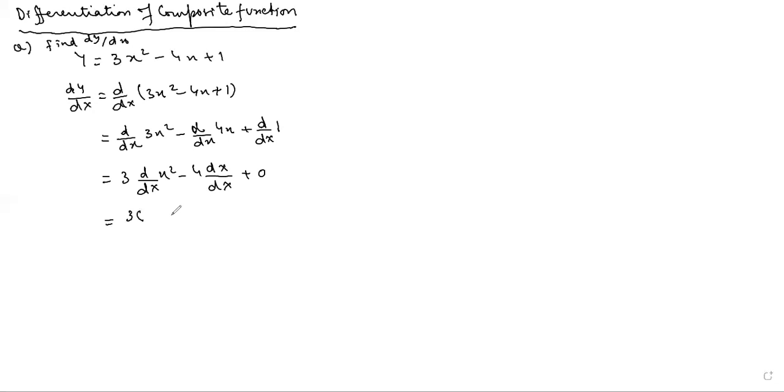This one is 3 into 2 into x to the power 1. We will write down the power as the coefficient, reduce the power by 1, and multiply with the derivative of the base. Here the base is x. So the derivative of x with respect to x is 1, minus 4. The final answer is 6x minus 4.